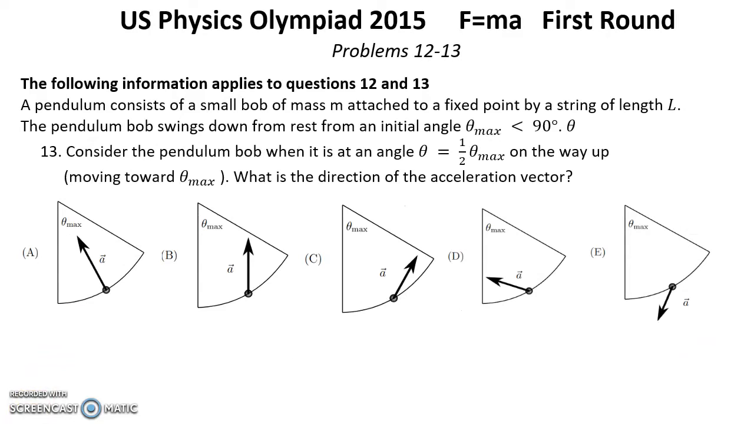Question 13. Consider the pendulum bob when it is at angle theta equal 1/2 theta maximum on the way up, moving toward theta maximum. What is the direction of the acceleration vector?